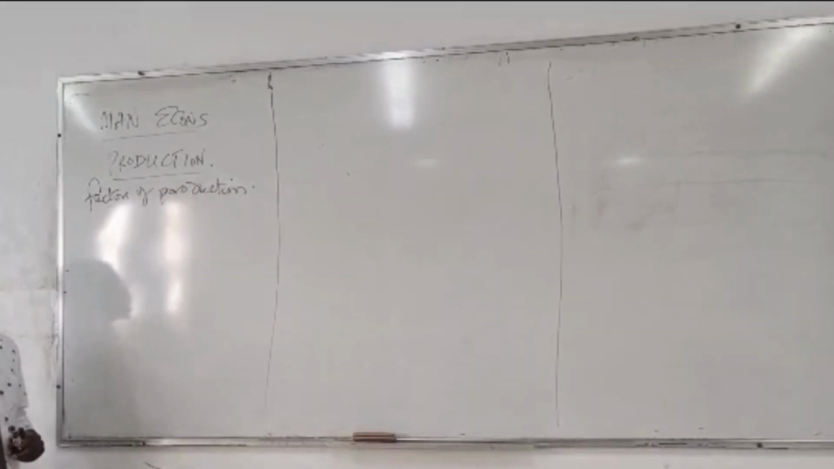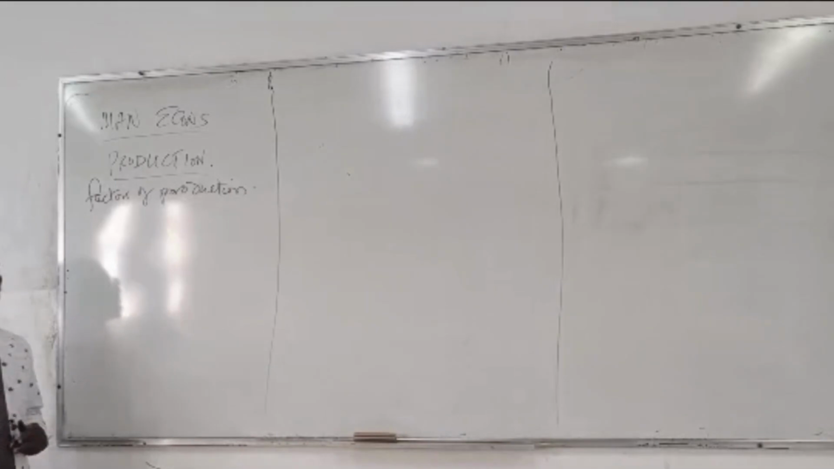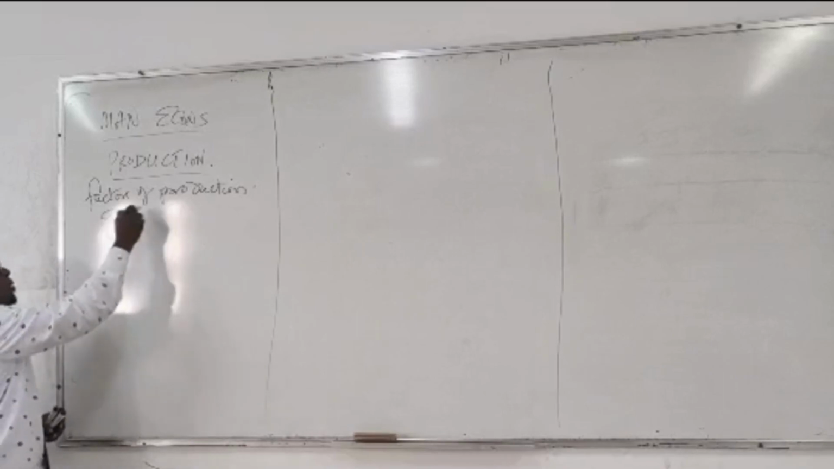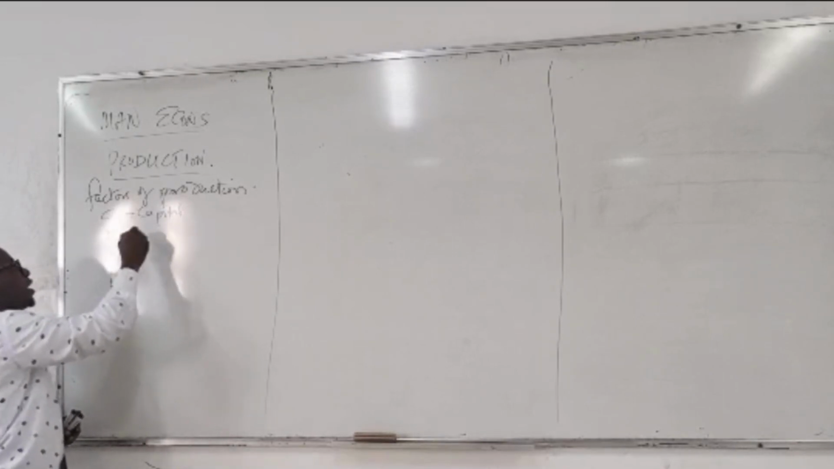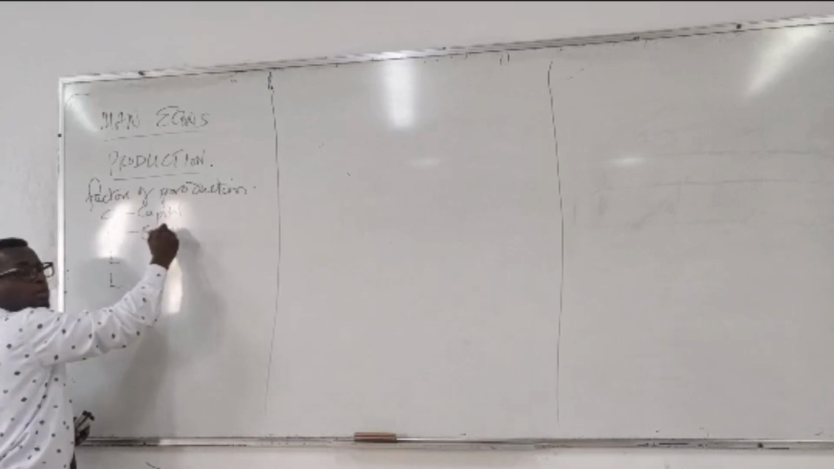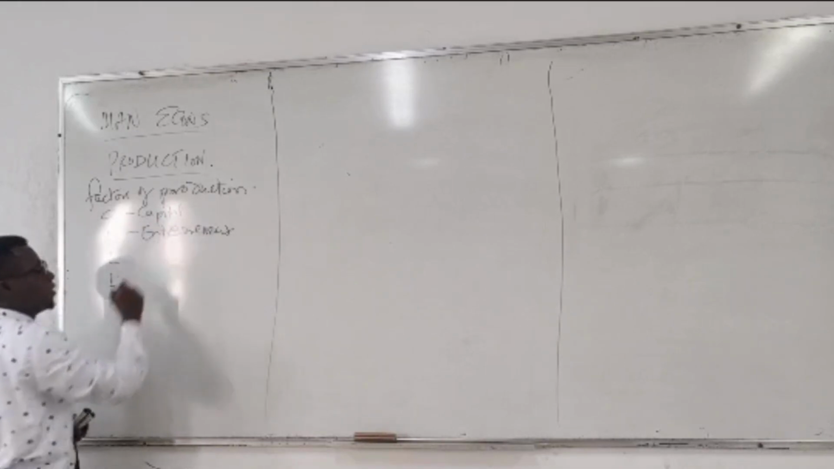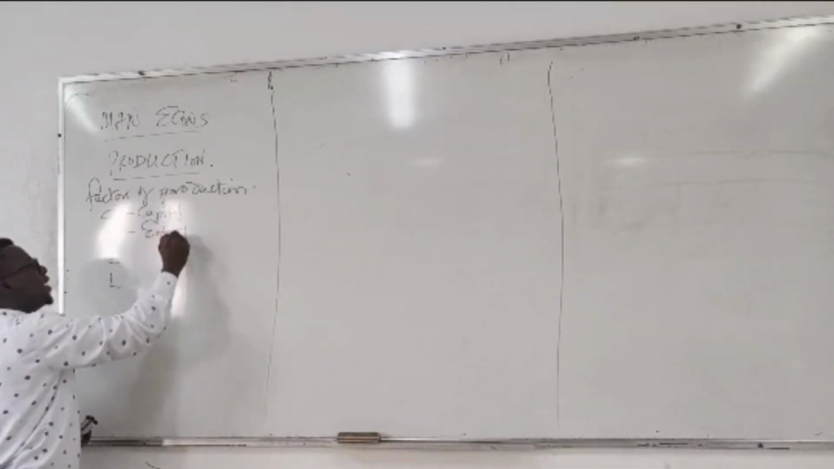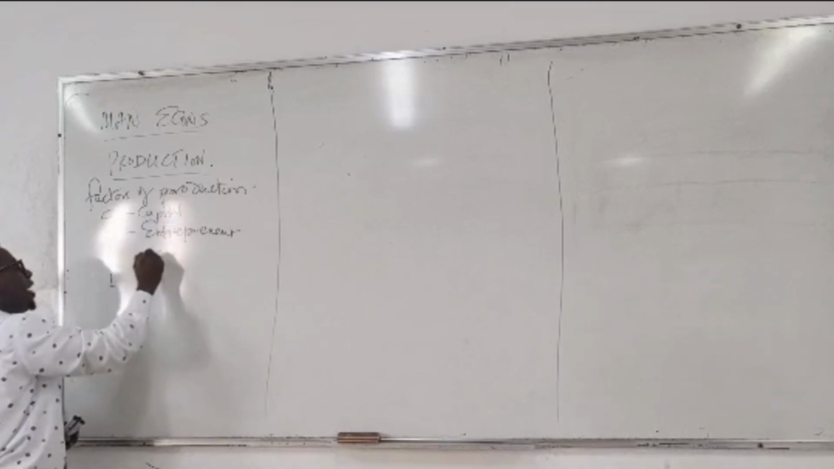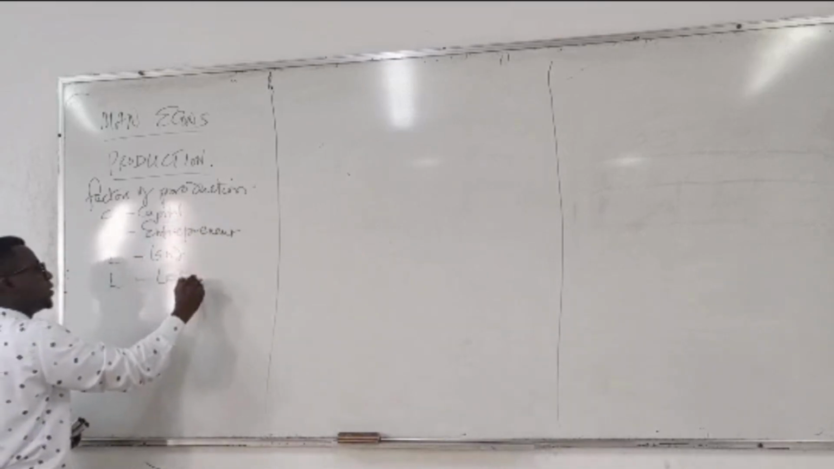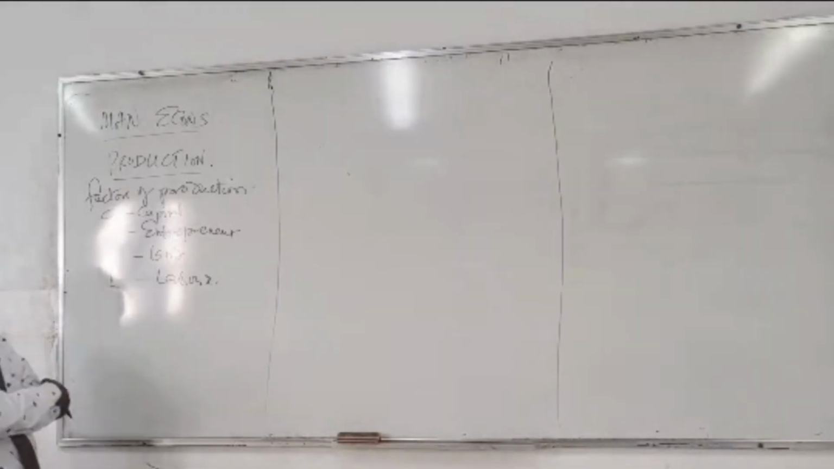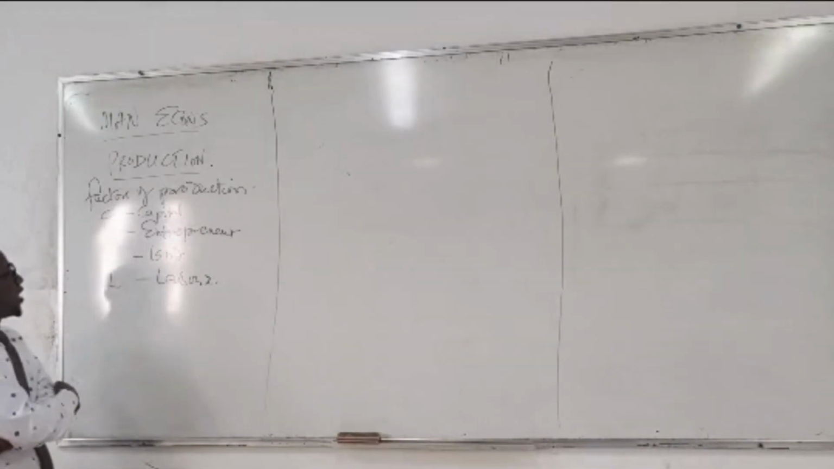What are the factors of production? We can have a comprehension of what is called SELL, where we talk about capital, we talk about entrepreneur, we talk about land, we talk about labor. There are other factors affecting production. We can talk about materials, but basically we are looking at only these four factors.